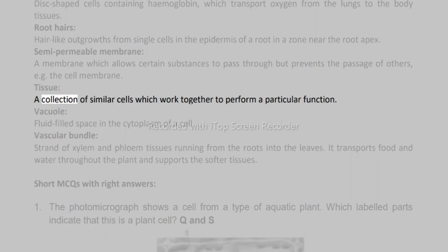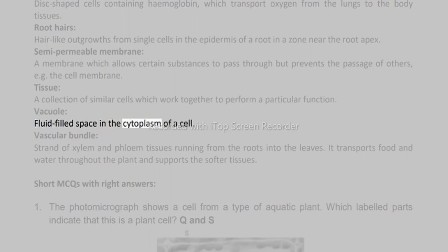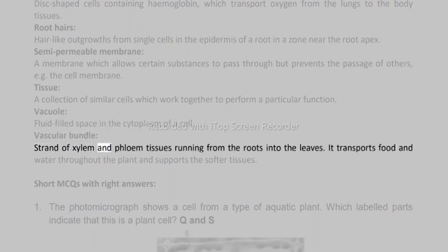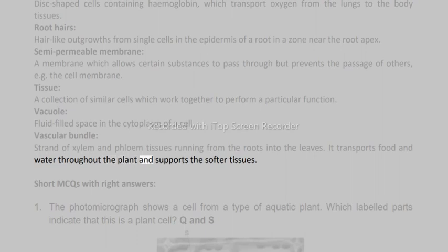Tissue, a collection of similar cells which work together to perform a particular function. Vacuole, fluid-filled space in the cytoplasm of a cell. Vascular bundle, strand of xylem and phloem tissues running from the roots into the leaves. It transports food and water throughout the plant and supports the softer tissues. Short MCQs with right answers.